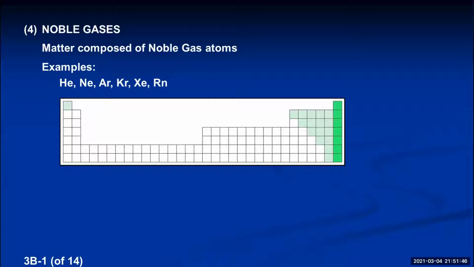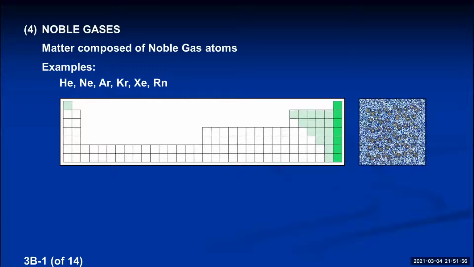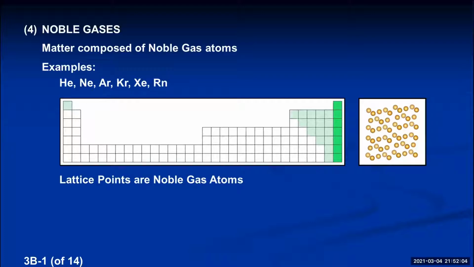So if you have a sample of any of these and you cool them down low enough to make them into a solid, and it might take like negative 200 degrees to do that, you can make a solid, and that solid would be an array of millions and millions of noble gas atoms. Each individual point in that crystal is a noble gas atom.